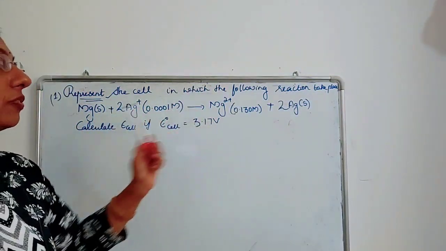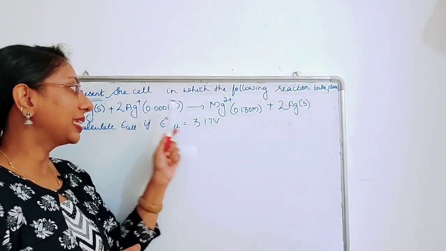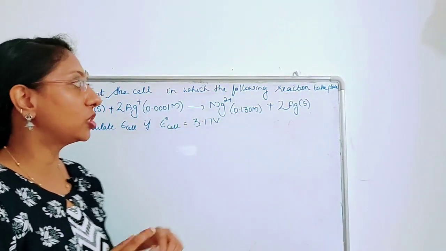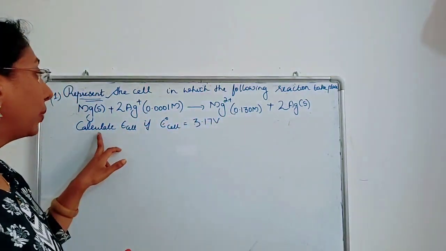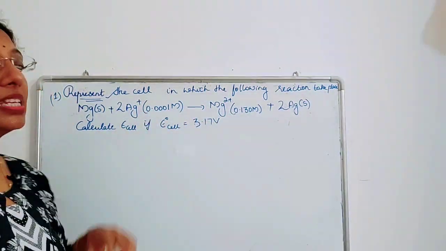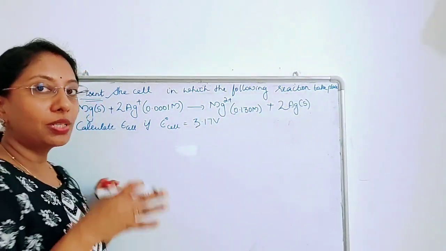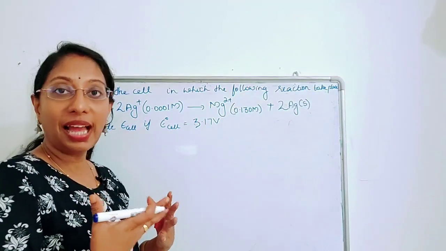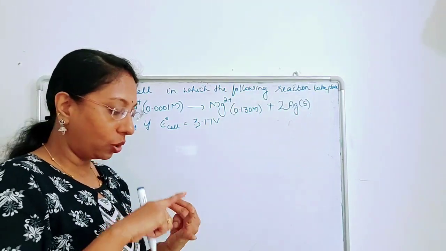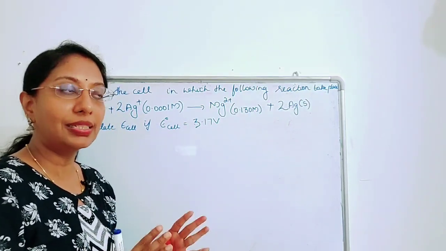Represent the cell in which the following reaction takes place: Mg plus 2Ag+ gives Mg2+ plus 2Ag, and the concentrations of Ag+ and Mg2+ are as given. We have to calculate the E cell if E0 cell is equal to 3.7 volt. I will discuss this question in detail because many students are confused about which is the anode, where the reduction takes place and where the oxidation takes place.